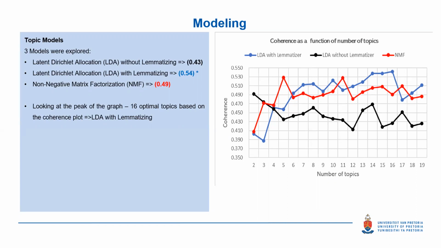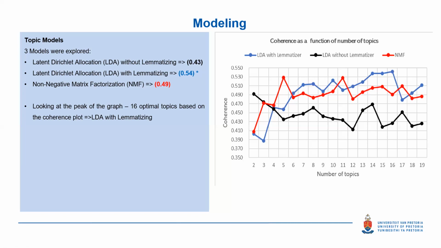Two commonly used models were explored, namely the LDA and NMF. For the LDA model, 2 variants were explored. Firstly, one without using a lemmatizer for pre-processing. This was done to assess the impact of lemmatizing in the results. The selection of the number of topics was based on the coherence plot depicted on the right-hand side.